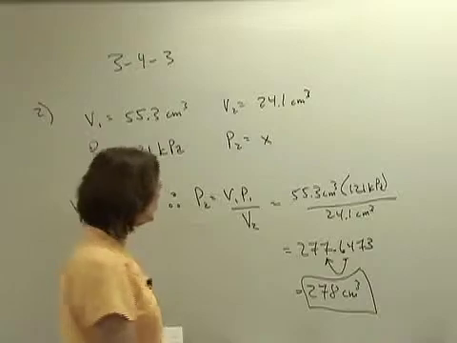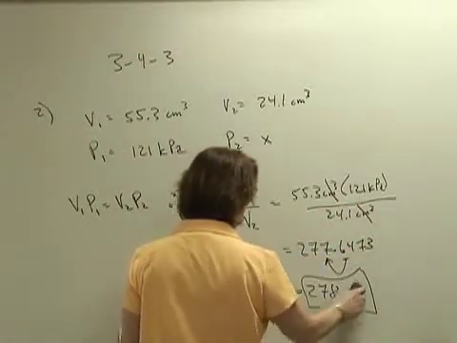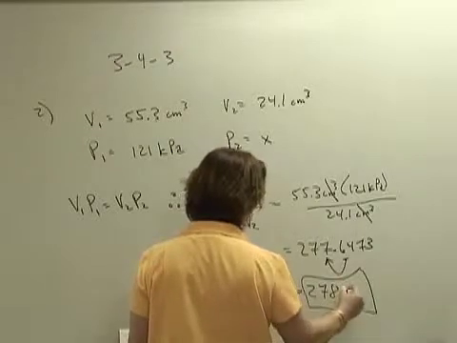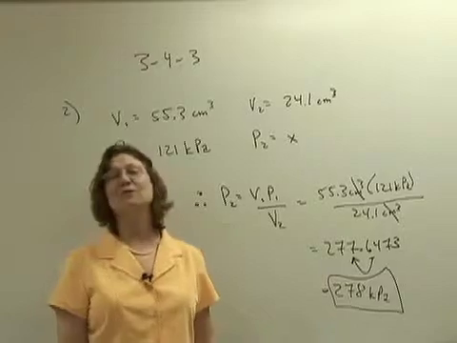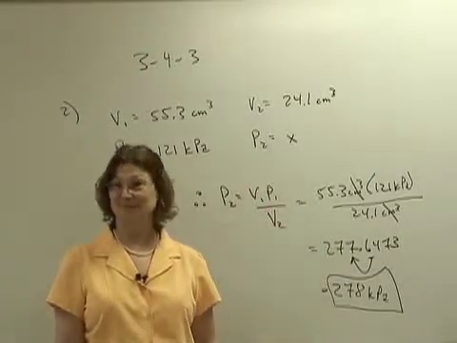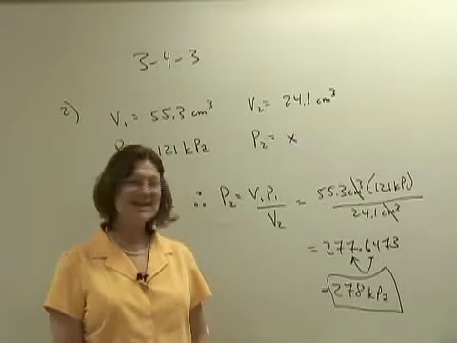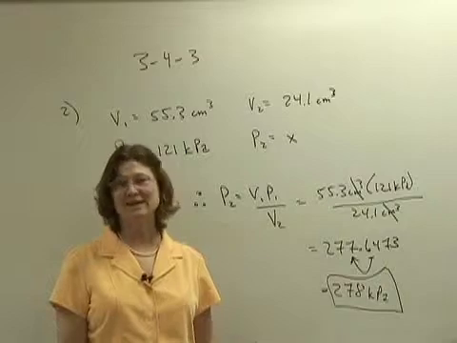Oh, it's not centimeters cubed. Look at this. Centimeters cubed cancel. It has to be kPa for pressure. It's always important to follow through with the units, and notice that I am canceling my correct units. We all have to follow those rules. So that's the answer to number 2, 278 kilopascal.